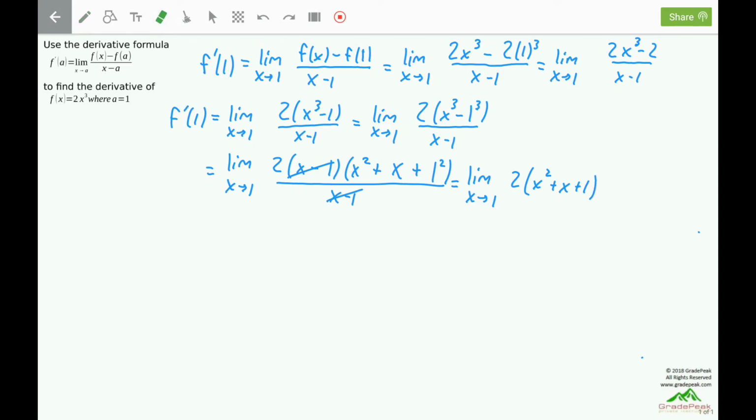Since we no longer have the 0 over 0 indeterminate form, we can plug a 1 into the remaining x's, and that will give us a 2 times a 1 squared plus a 1 plus a 1. Which is going to be 2 times 1 squared is 1 plus 1 plus 1. 1 plus 1 plus 1 is a 3. 2 times 3 is a 6. This will represent f prime of 1, which is the derivative of f of x, with a 1 plugged in for the x.